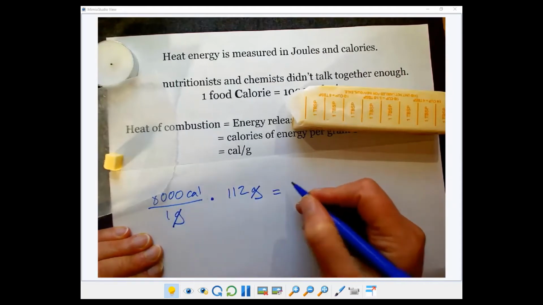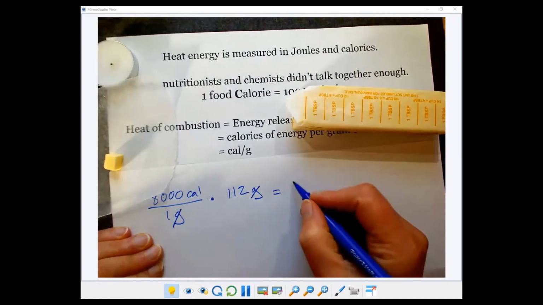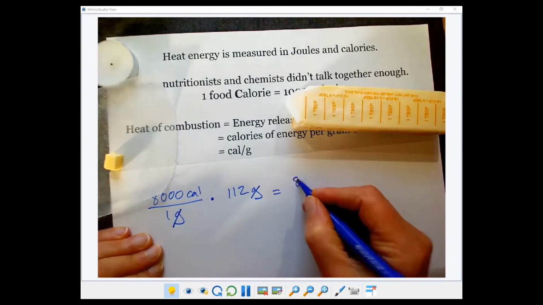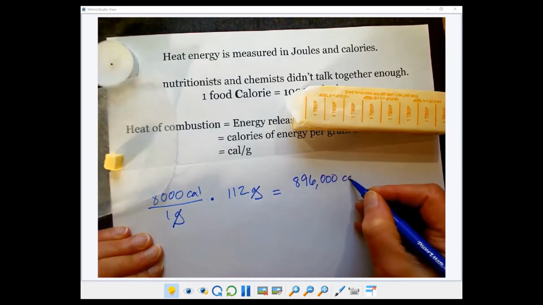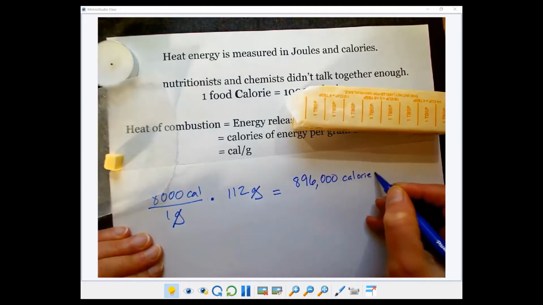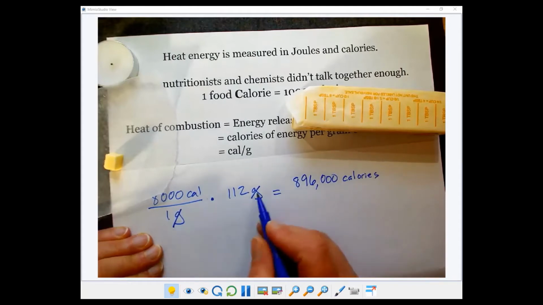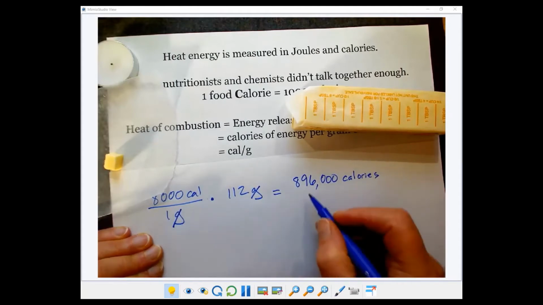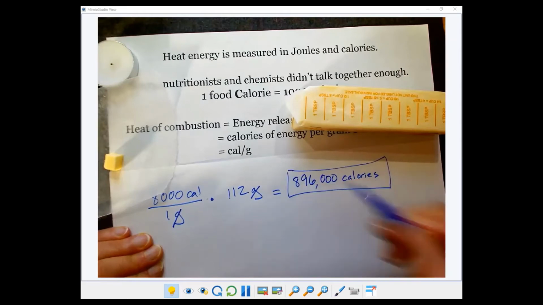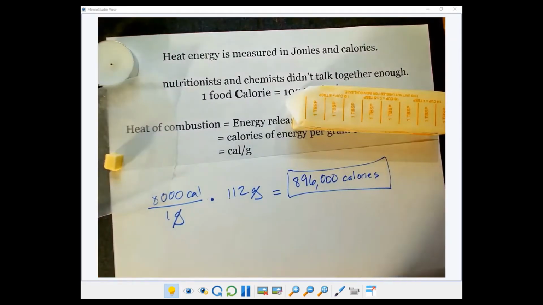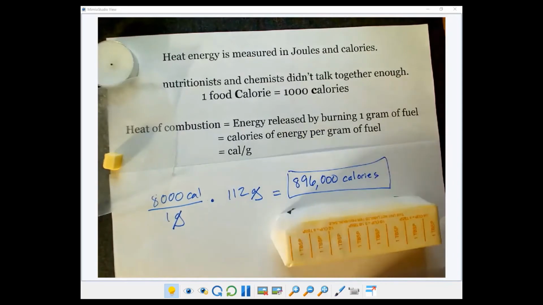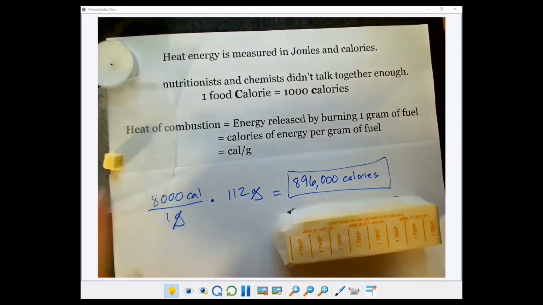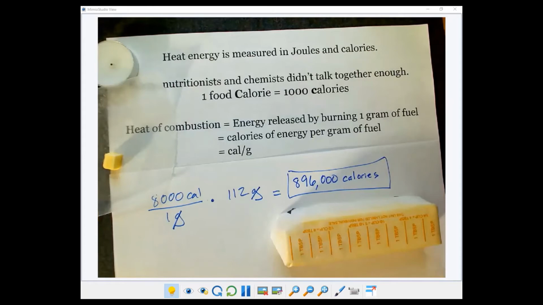So 8,000 times 112 is 896,000 little calories. And then the grams are canceled out and it's just a 1 at the bottom. So that's our answer. 896,000 calories in this stick of butter. And there's only 8,000 in that little gram. Okay.